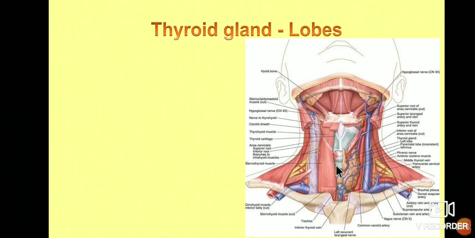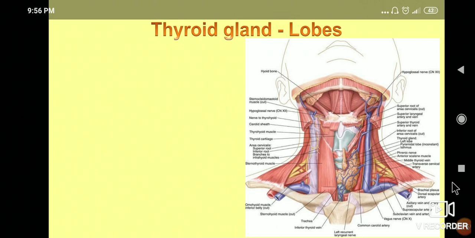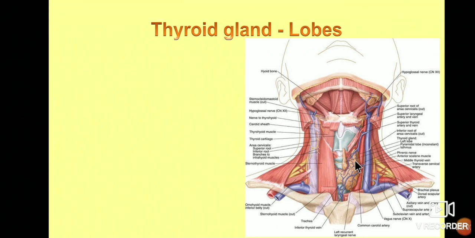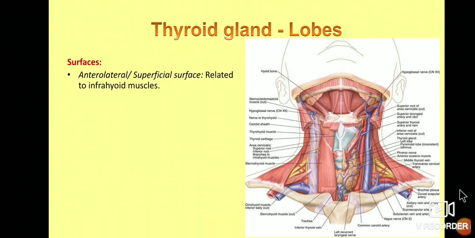So next, coming to the lobes of the gland, the thyroid gland lobes you are seeing here. Each lobe has an anterolateral surface, posterolateral surface and a medial surface. The anterolateral surface you are able to see on this side is mainly related to or covered by the infrahyoid muscles. Sternohyoid medially, omohyoid laterally. Deep to it you have the sternothyroid and the thyrohyoid.